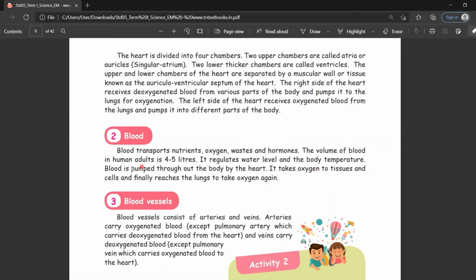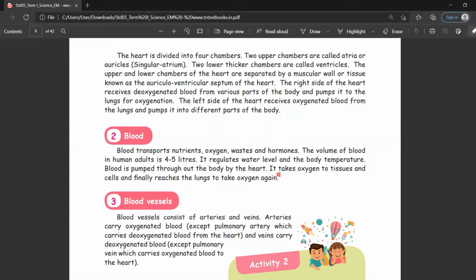Okay children. Blood is pumped throughout the body by the heart. So how does the blood go to various parts of the body and supply oxygen? It is done by the heart. Blood is pumped throughout the body by the heart. It takes oxygen to the tissues and cells and finally reaches the lungs to take oxygen again.